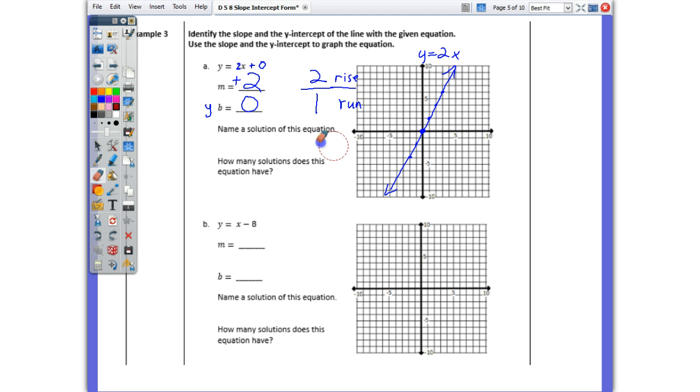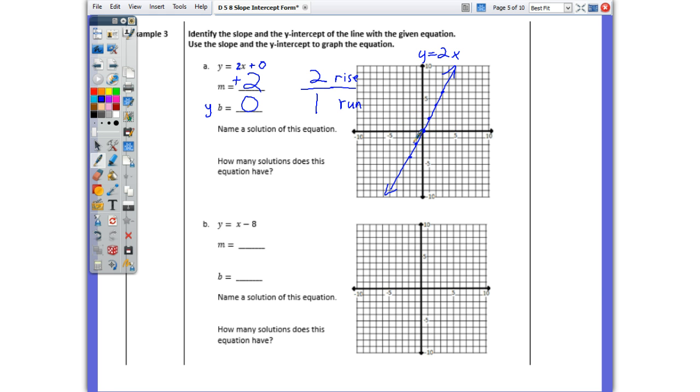Then it asks you here, name a solution of this graph. Wow, there's gobs and gobs of answers. Pick any point on this line. Just any point as long as it's on the line. 0, 0. We could use 0, 0. We could use 1 and 2. We could use 2 and 4. We could use 1 and negative 2.